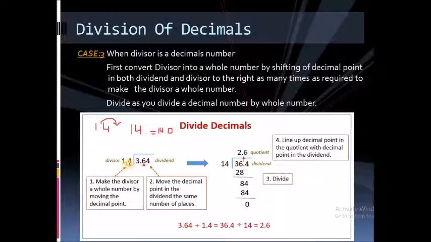However many times you are moving this decimal, you have to move the decimal of the dividend also that many times. Okay. So if I move this one time to the right, I have to move this one time to the right. So this will become 14 as I have already written here, and this will be equal to 36.4 because I have shifted this decimal point one time to the right. So my first step would be to make my divisor a whole number by shifting the decimal point.